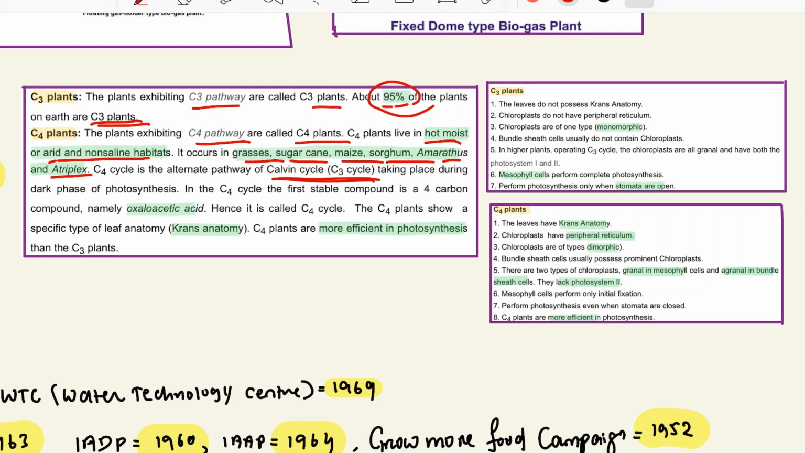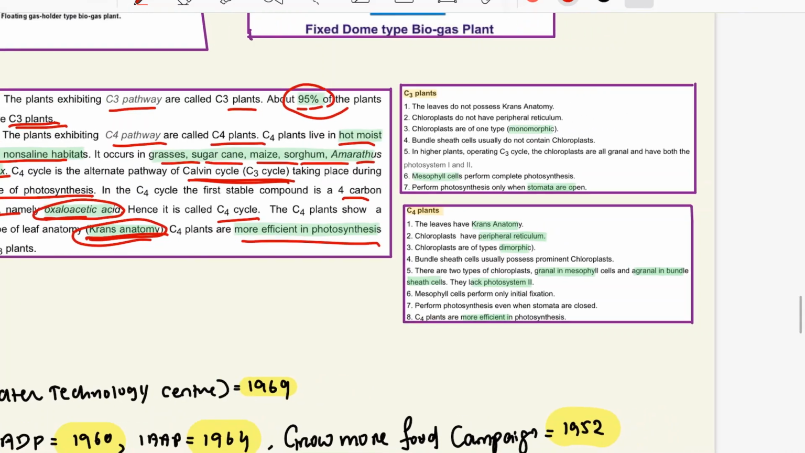The C4 cycle is the alternative pathway of the Calvin cycle or C3 cycle, taking place during the dark phase of photosynthesis. In the C4 cycle, the first stable compound is a 4-carbon compound, that is oxaloacetic acid, which we have discussed earlier, hence it is called the C4 cycle. C4 plants show a specific type of leaf anatomy called Kranz anatomy. C4 plants are more efficient in photosynthesis than C3 plants. So you must find out why C4 plants are more efficient than C3 plants.